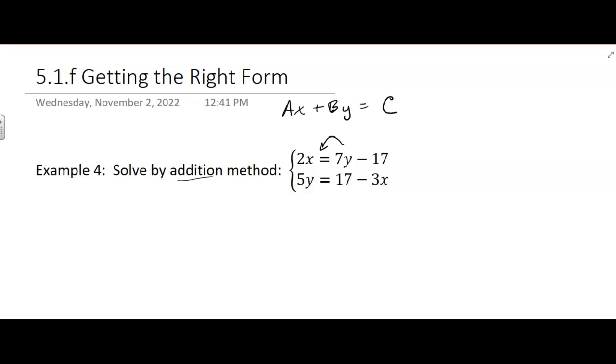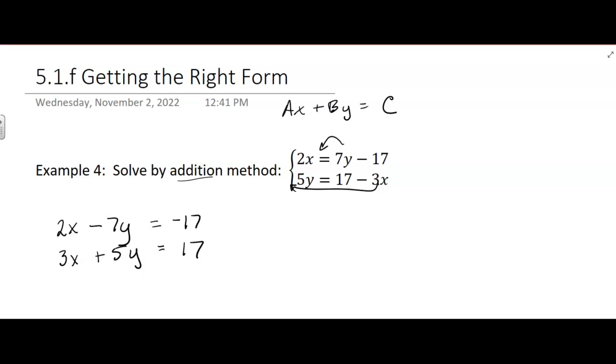I need the 7y to come over there. So I'm going to come down here and write 2x minus 7y. When it goes to the other side, it's going to change its sign. And that's going to equal a negative 17. Now I want to make sure I write negative 17, right? Okay. And then it looks like this minus 3x is going to have to go to the other side, but now it'll be positive. So it'll be 3x plus 5y equals 17. Okay. Well, now at least they're in the right form.